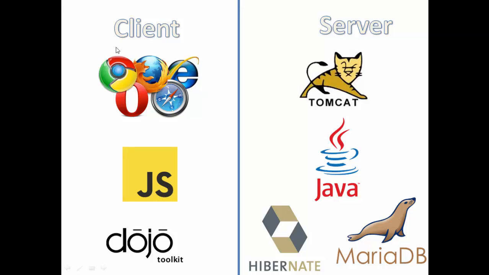So for the client side, a client will typically use Chrome, Firefox, Internet Explorer, Opera, or Safari, and these will be used to connect to some type of Tomcat server. Could be any version of Tomcat server. What the Tomcat server does is it contains our application. The Tomcat server is a container where we put our applications.